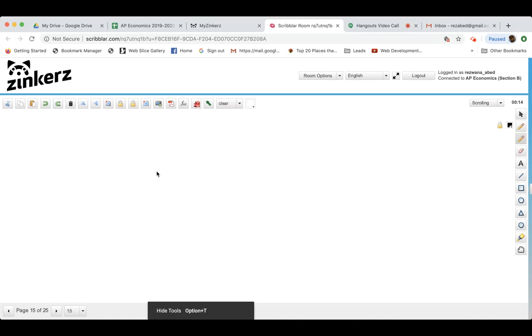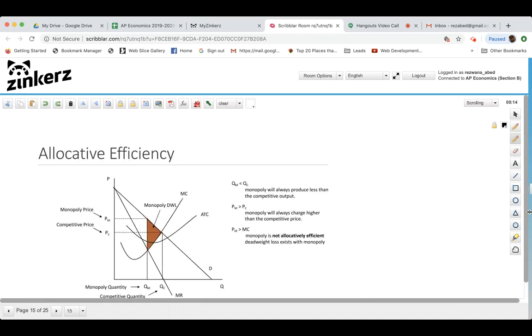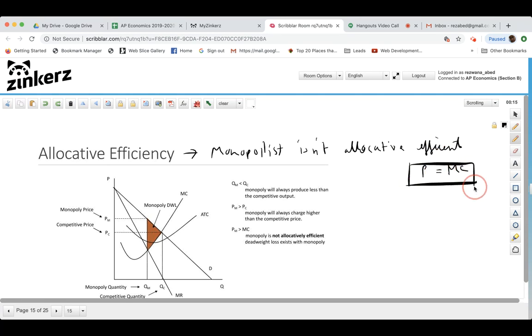And the last thing we finished with on Tuesday was this idea of allocative efficiency and how the monopolist is not allocatively efficient, right? Because they don't produce where price is equal to marginal cost. The monopolist is not allocatively efficient, because they don't produce here where price is equal to marginal cost.